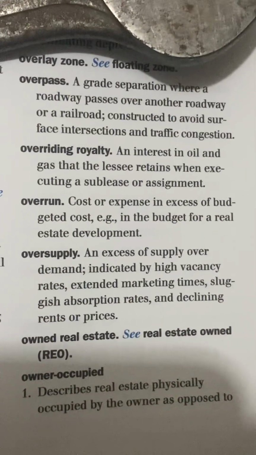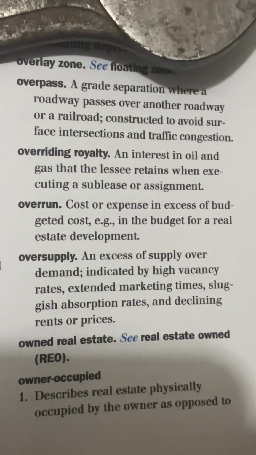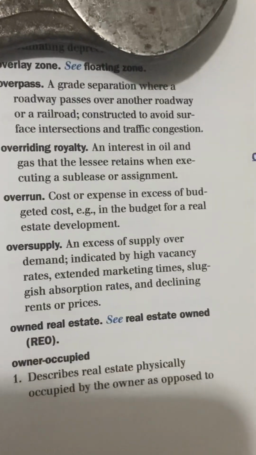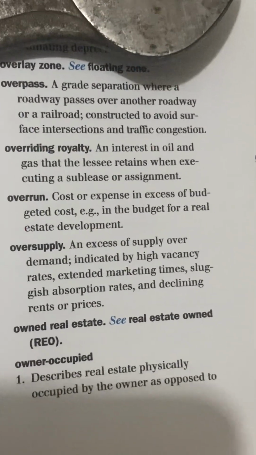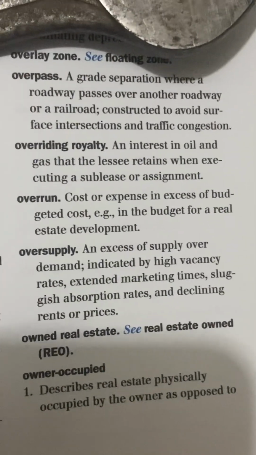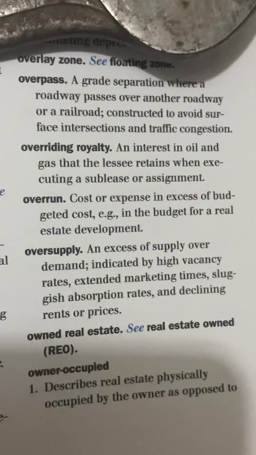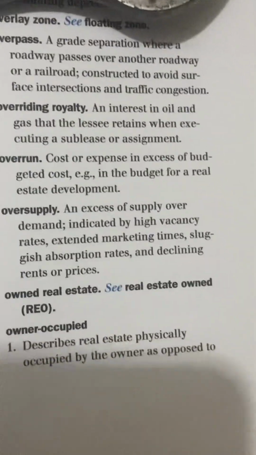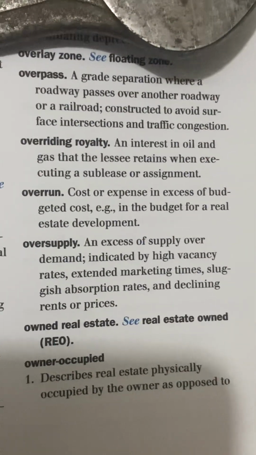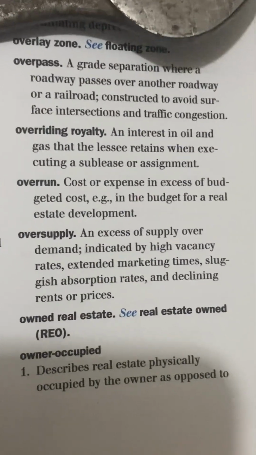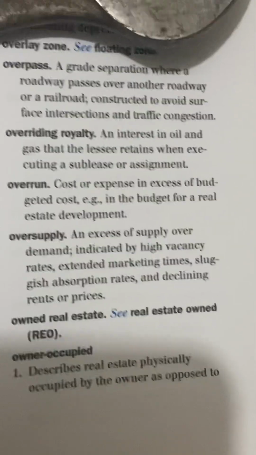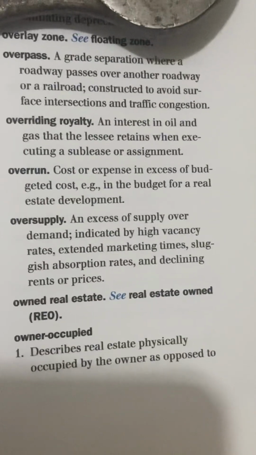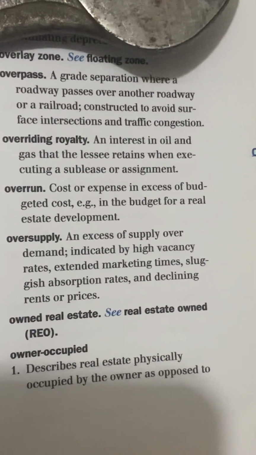Overriding royalty. An interest in oil and gas that the lessee retains when executing a sublease or assignment. Overrun. Cost or expense in excess of budgeted cost. For instance, in the budget for a real estate development. Oversupply. An excess of supply over demand, indicated by high vacancy rates, extended marketing times, sluggish absorption rates, and declining rents or prices. Owned real estate. See real estate owned, REO.